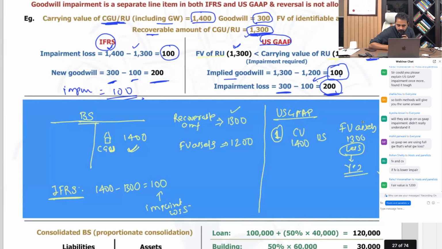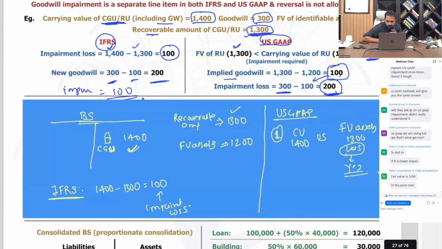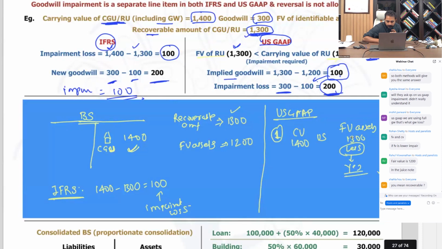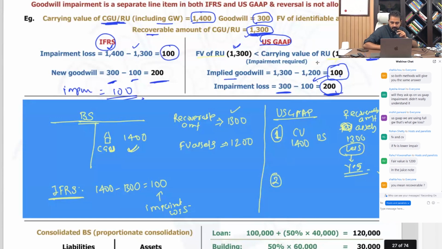And was that fair value 1300, or... not fair value, recoverable amount of assets 1300. Once the answer is yes, then I go to step number 2 and I say, okay, if I were to sell this business, I will sell this business at 1300. Okay, this is my recoverable amount.